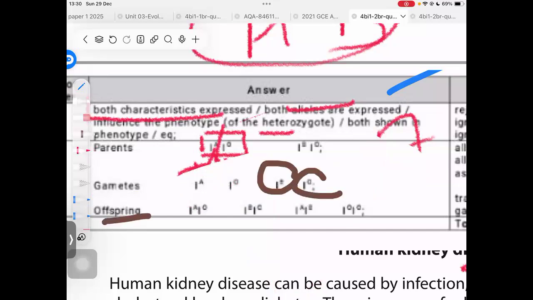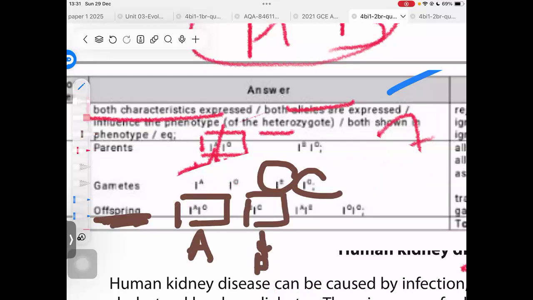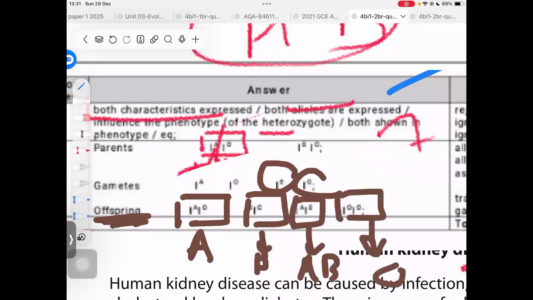Can you see the offspring genotypes that they have written? IA, I naught, which gives the A blood group. IB, I naught, which gives the B blood group. IA, IB, which gives the AB blood group. I naught, I naught, which gives the O blood group.